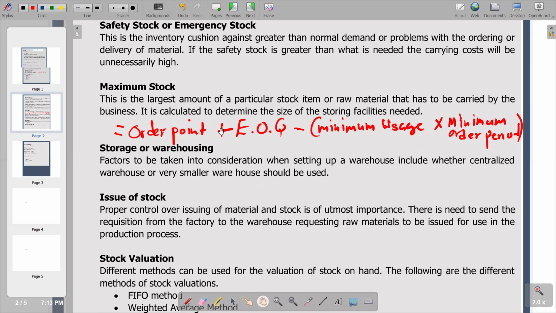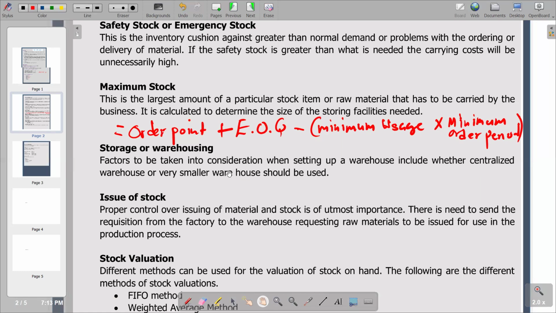So we have storage or warehousing. There are factors to be taken into consideration when setting up a warehouse, which also includes whether a centralized warehouse or smaller warehouse should be used. We are also supposed to differentiate between centralized warehousing and smaller warehousing.